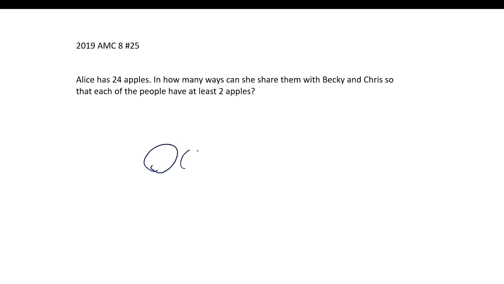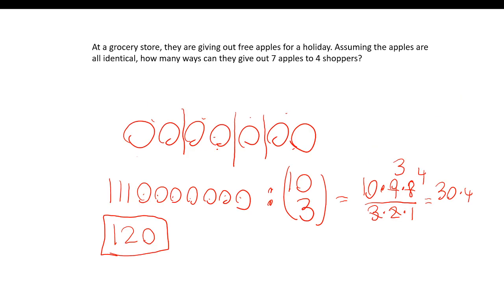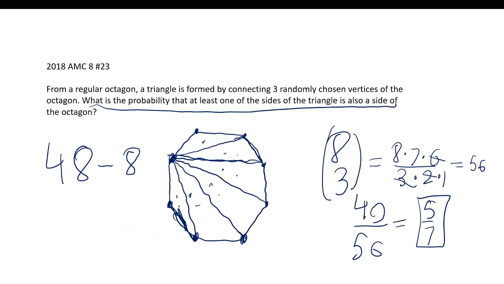We have 24 apples. I'm not going to draw every single one, but I'm going to draw 6, since 6 times 4 is 24. And of course, we have more. I'm going to end with 2, since each of the people needs to have at least 2 apples. Now, how many ways can she share them with Becky and Chris so that each has at least 2 apples? The apples are all identical, and we go back to our stars and bars technique that we used on the first problem.